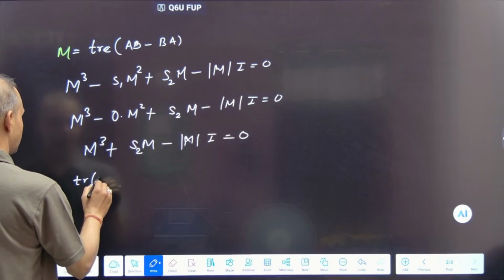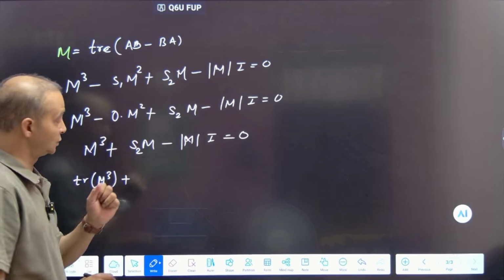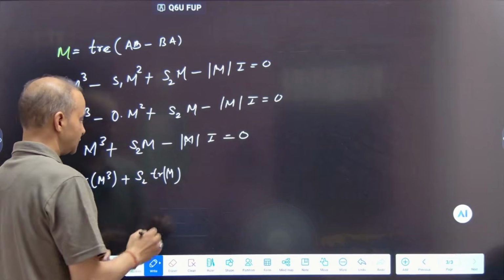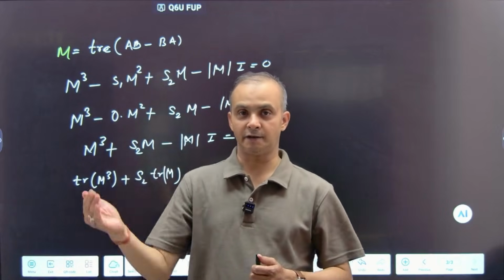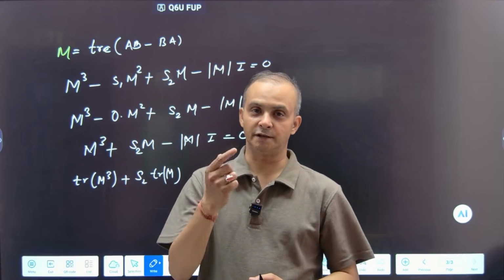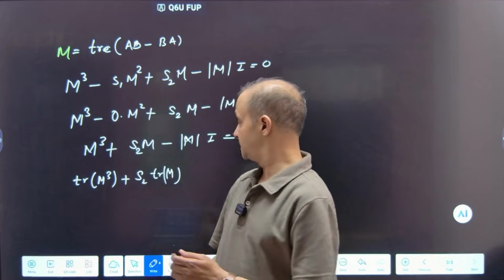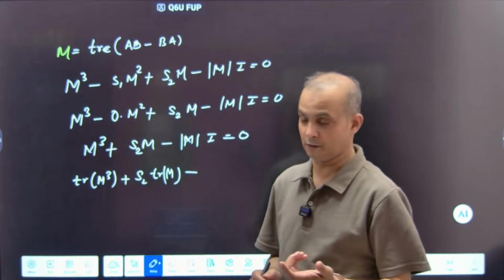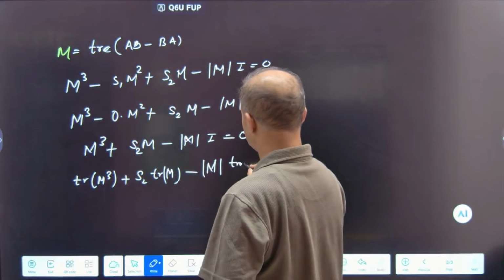The trace of M cube plus S2 is a constant value, so we can take it out, and I can write trace of M. Because suppose you have a matrix and you're multiplying a constant to it, it will multiply each entry of the matrix. So if you're finding the trace, even if you multiply first to each entry and find the trace, it's the same as if you find the trace first and then multiply with this constant. And here also we can observe the determinant of M is a constant value, so we can take it out, and this is nothing but the trace of I.